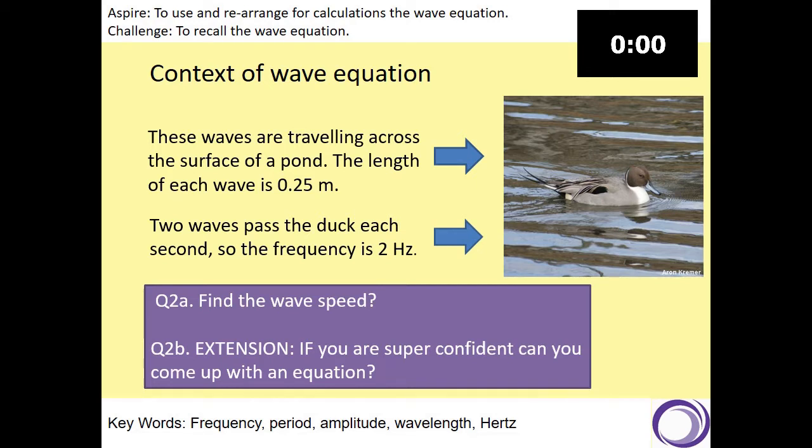Alright, so let's see how you got on. So it tells us there that the frequency is 2 Hertz. So you get 2 waves in 1 second. So you get 1 wave in half a second. So that would mean 0.25 meters in half a second, which would be 0.5 meters, half a meter every second. So the wave speed is half a meter per second. Well done if you got that. You'll know if you've got the equation right in just a second.